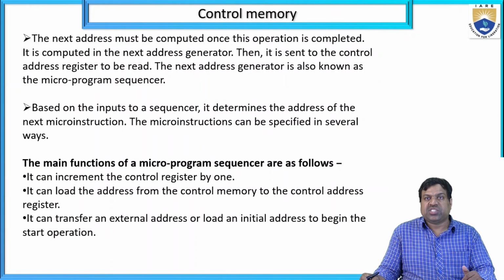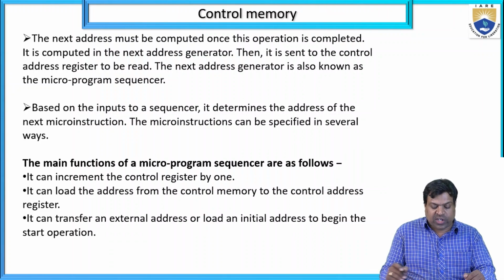And the next address must be computed once this operation is completed, and it is computed in the next address generator, and it is sent to the control address register to be read. And the next address generator is also known as the microprogramming sequencer. Based on the inputs to a sequencer, it determines the address of the next micro instruction. The micro instructions can be specified in several ways. So what are the ways?